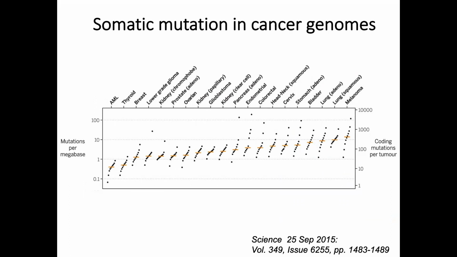This slide lists the numbers of somatic mutations in different types of cancers. This is by the genomic sequencing of tumors. You can see here the melanoma has the most DNA mutations, all these spots. The average is about 600 coding mutations in each tumor, whereas AML, acute myeloid leukemia, has fewer DNA coding mutations, showing much less, right?